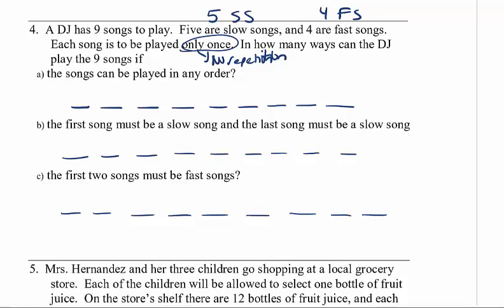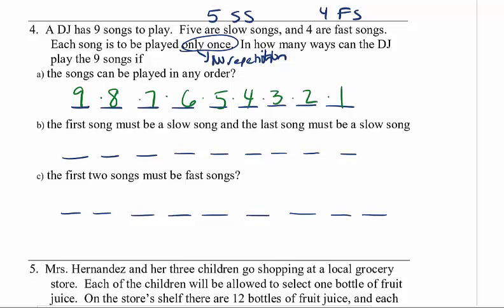In how many ways can a DJ play the 9 songs? If they're playing all 9 songs, they're not going to repeat a song, so they're only playing each once. The songs can be played in any order. So that means my first choice is 9, then 8, 7, 6, 5, 4, 3, 2, 1. So that's using the counting principle.